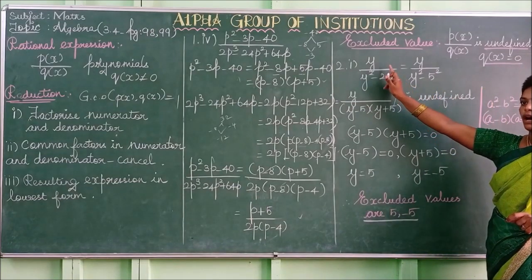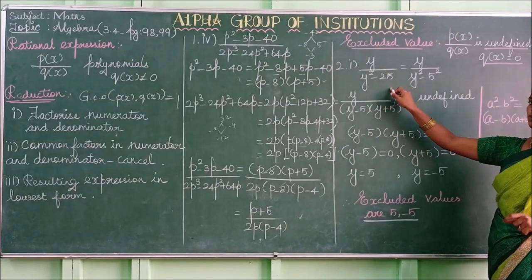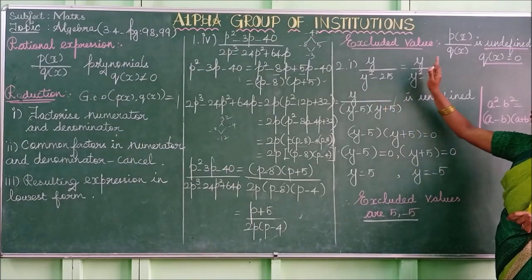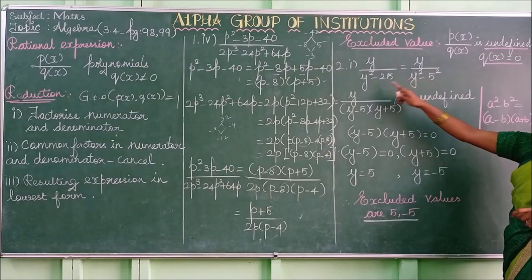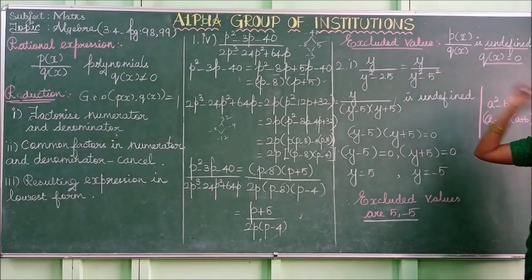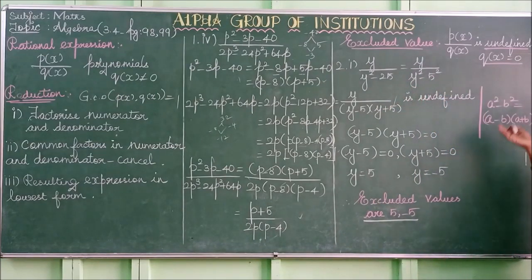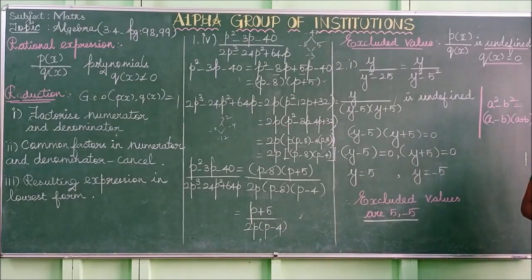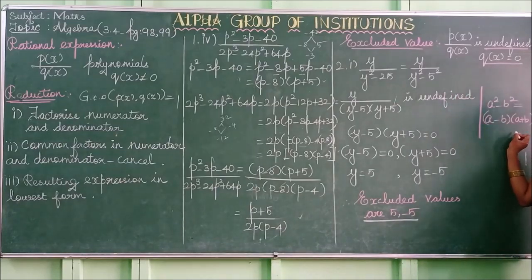Now listen to this question. Our question is y divided by y squared minus 25. How do you write this one? 25 will be written as 5 squared. So the numerator is y, divided by y squared minus 5 squared. Why have we written it like this? Because we have to use the formula. What is the nearest formula? a square minus b square. It is in the form of a square minus b square. What is the formula for a square minus b square? a plus b into a minus b. Here a is y and b is 5.